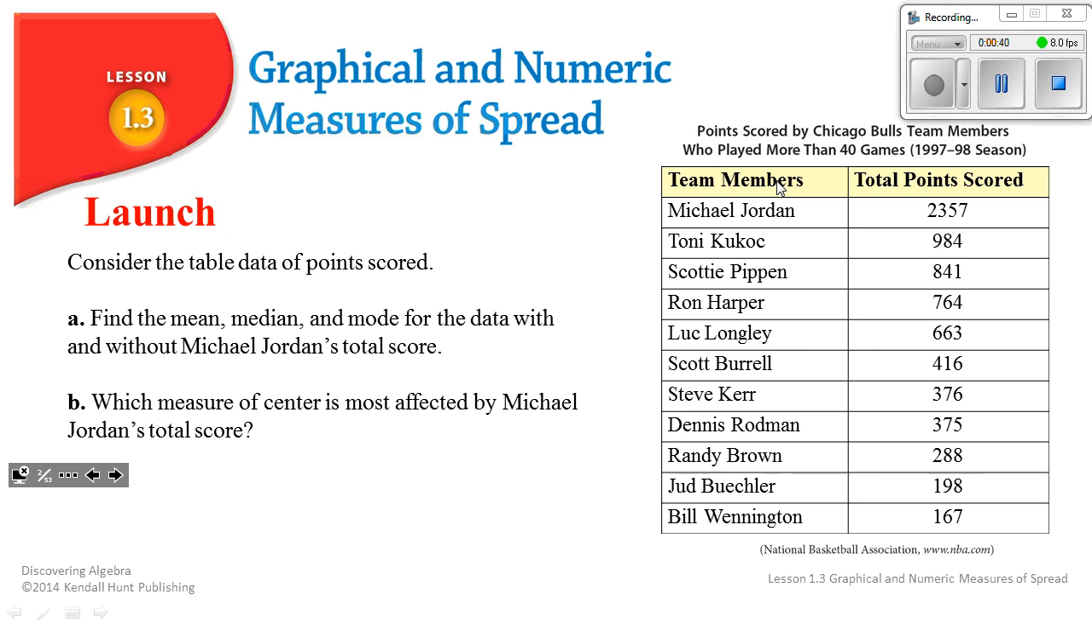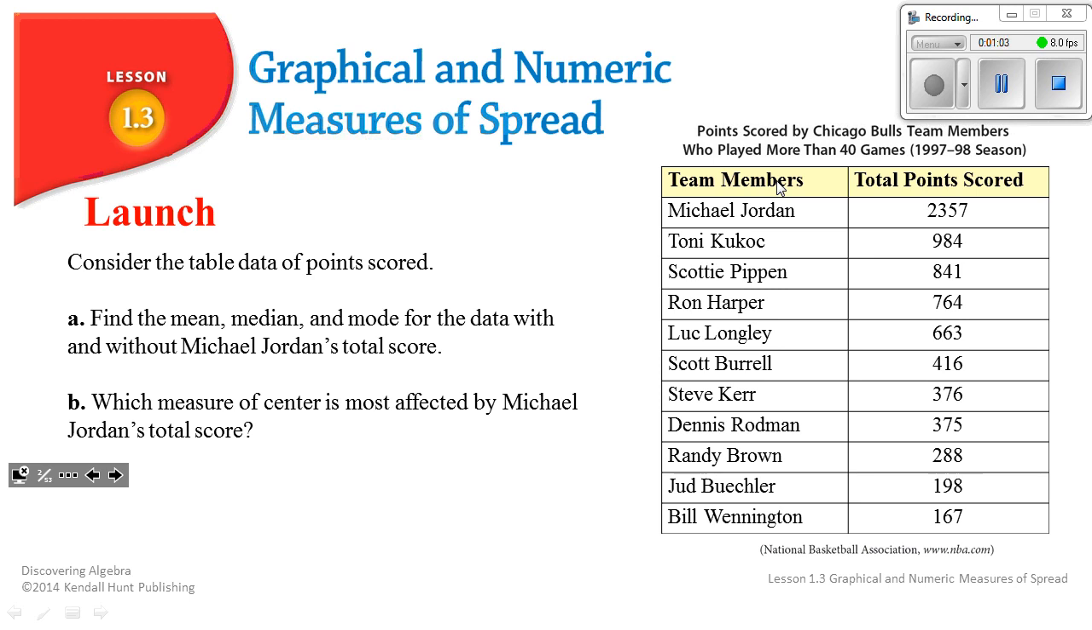So consider this data. We want to find the mean, median, and mode for the data with and without Michael Jordan's total score. So we have all these basketball players, right? We have Michael Jordan, obviously, with so many more points than any of the other basketball players. One of the greatest, or some people would say the greatest basketball player and even athlete of all time.